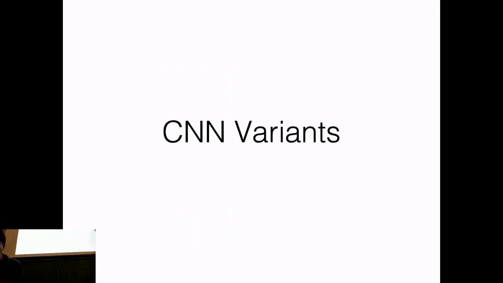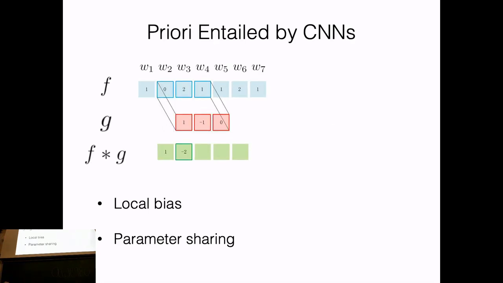In what follows, I would like to first introduce some CNN variants. Here is an interesting thing. Previously I said that for the convolutional network, we highlighted two points, that is, the priors entailed by the CNN. The first is local bias. The second is parameter sharing.